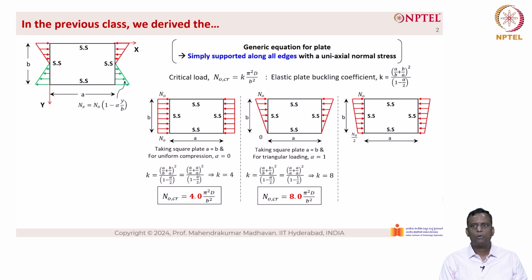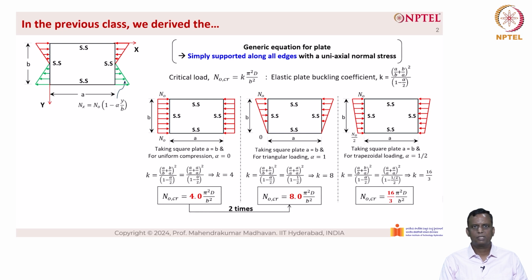Now let's talk about a stress gradient where alpha equal to 1 by 2, which results in a value of N naught at the top of the plate and N naught by 2 at the bottom of the plate, as you can see on the picture on the right hand side. So taking a square plate again, A equal to B and alpha equal to 1 by 2, we have K equal to (A by A plus A by A) the whole square divided by 1 minus (1 by 2) by 2, which gives rise to the value of K equal to 16 by 3. So N naught critical is given as 16 by 3 into pi square D by b square.